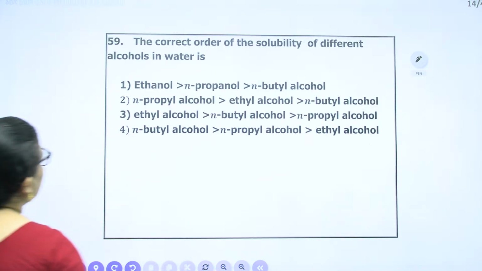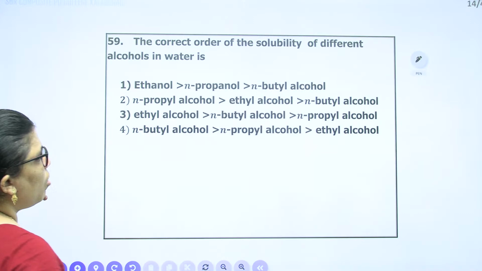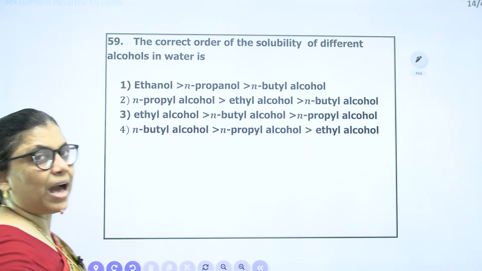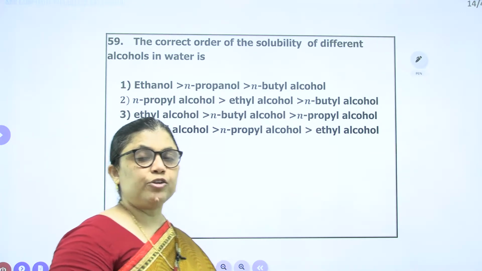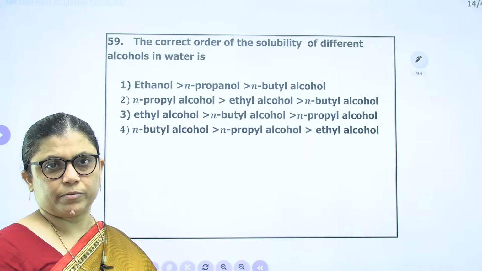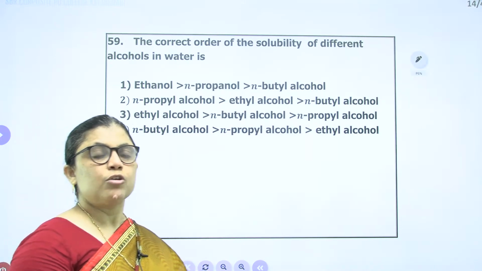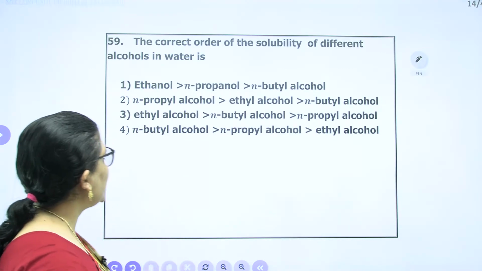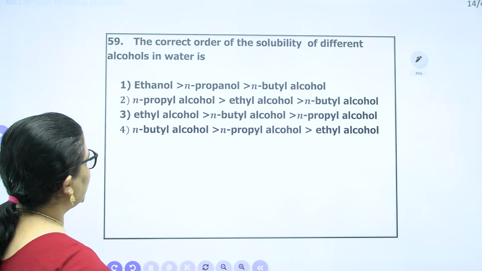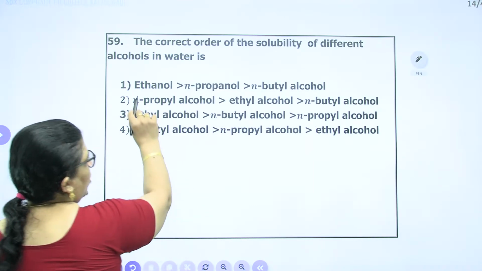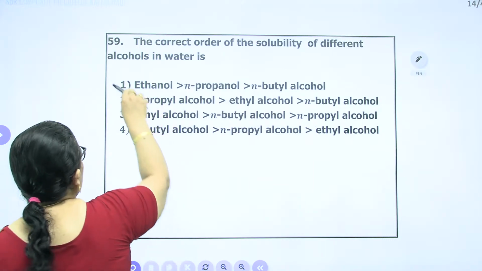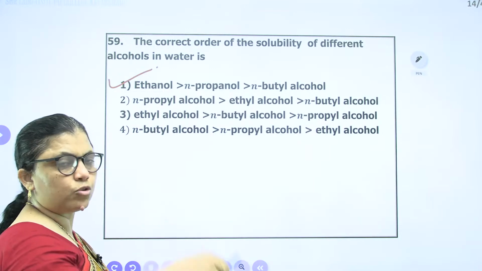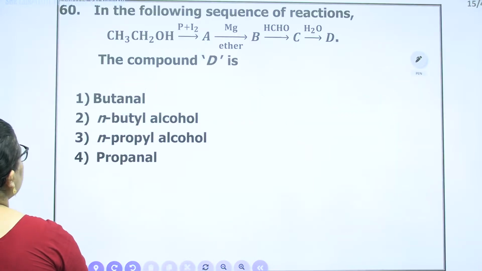Question number 59. The correct order of solubility of different alcohols in water. We know very well that as the number of carbon chain increases, hydrophobic character increases. It means lower molecular mass alcohols are soluble in water, and higher molecular mass alcohols are insoluble in water. So here we can say ethanol, propanol and butanol. Therefore, the correct answer is the first one. Ethanol has 2 carbon atoms, propanol 3, butanol 4.